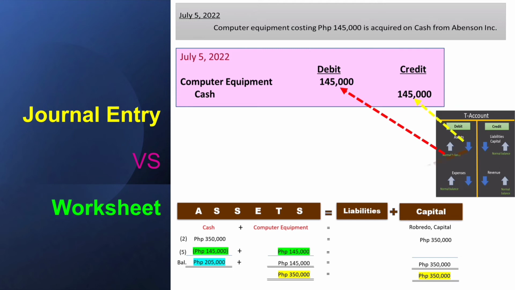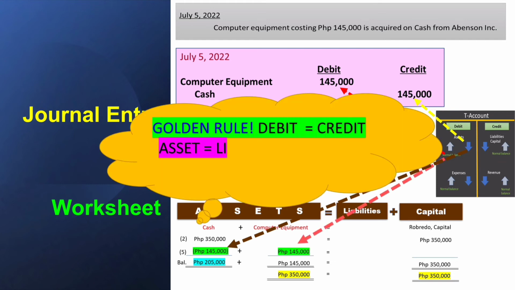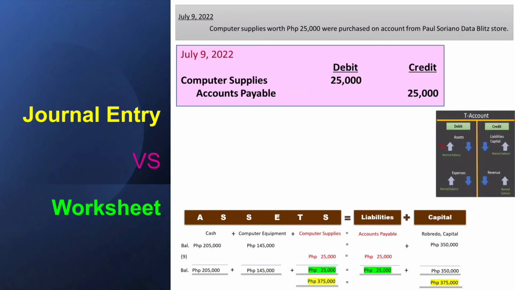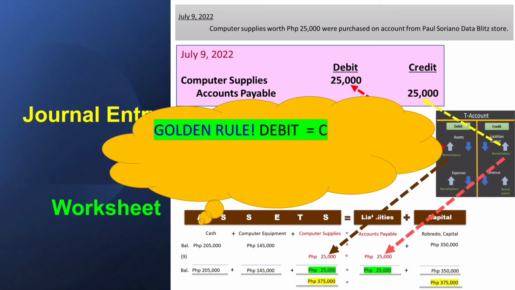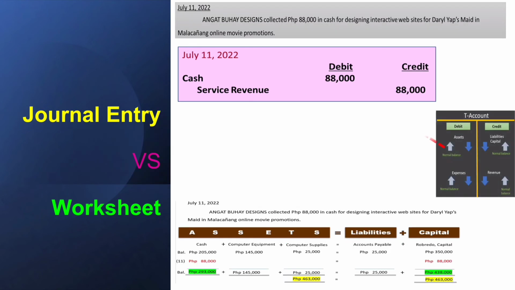Okay, next topic is the comparison of journal entry versus the worksheet. Here, the journal entry, the debit and credit must always be equal. Versus the worksheet wherein the assets and the liabilities and capital must always be the same or equal. So as you can see, July 9, computer supplies, accounts payable, debit, credit, the same. In the worksheet, assets, 25,000 supplies, liabilities, 25,000 pesos.